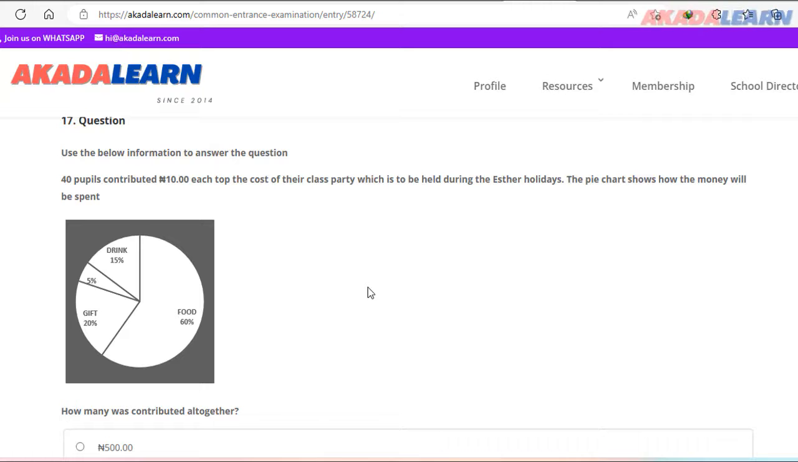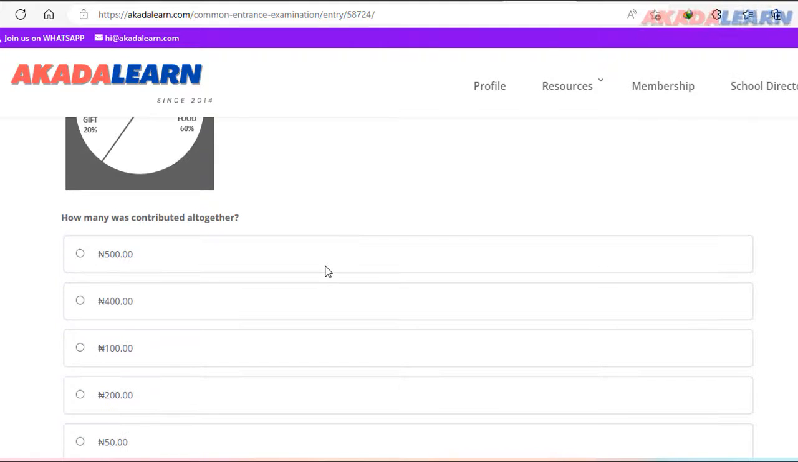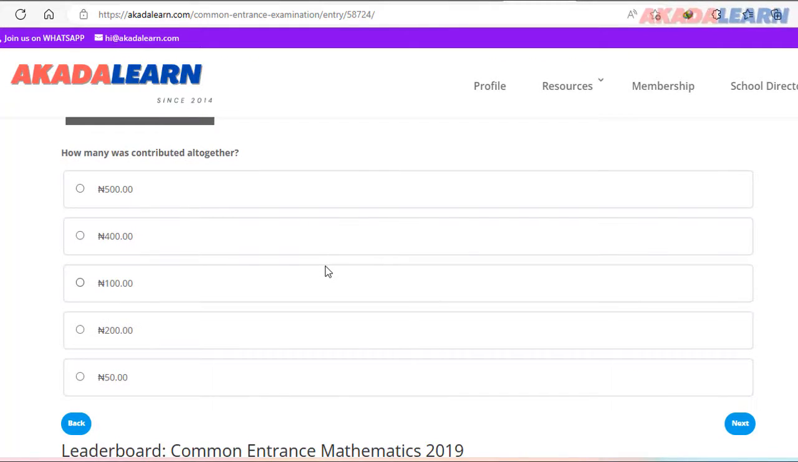They say use the information to answer the question. So 40 pupils contributed 10 naira each for the cost of their class party, which is to be held during the Easter holidays. The pie chart shows how the money will be spent. So we can see the pie chart here. Food 60%, gift 20%, 5% miscellaneous, and drinks 15%. So how many was contributed together? So let's go to our video and see how we get the answer to that.